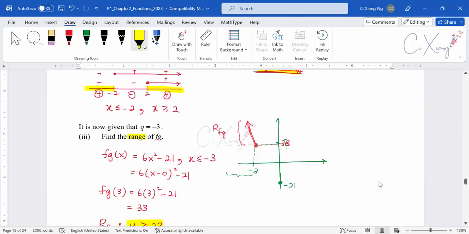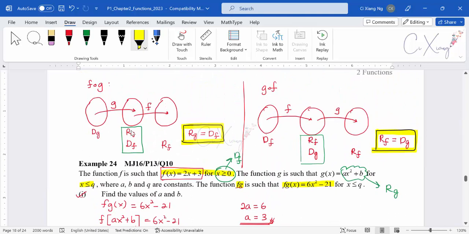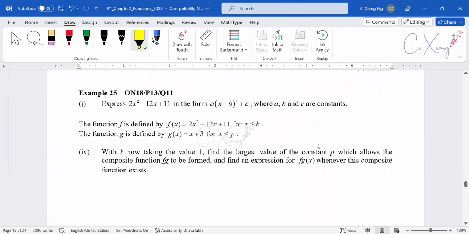What we want to emphasize in this example is that you need to understand and remember the formula here. When you have a composite function fg, the range of g equals the domain of f. And when you have the composite function gf, then you should have the range of f equals the domain of g. Maybe you can try another example related to this one. Let's have a look at example 25.